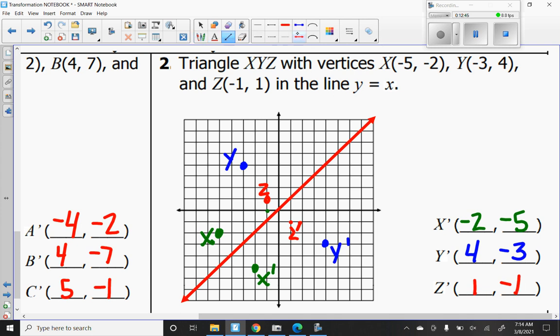All right, then I'm going to go ahead and draw my triangles. And I'm finished with reflections.